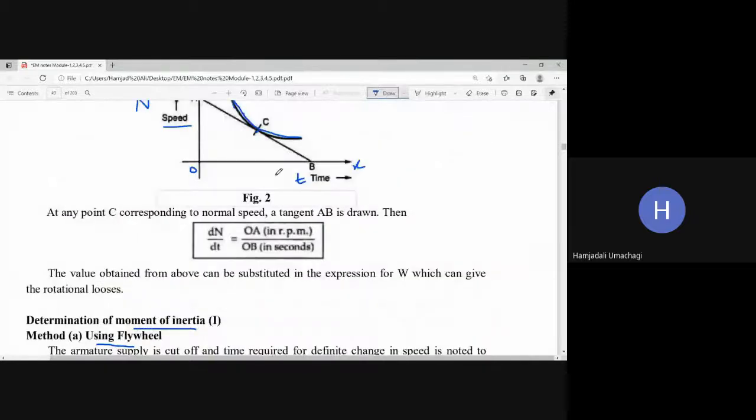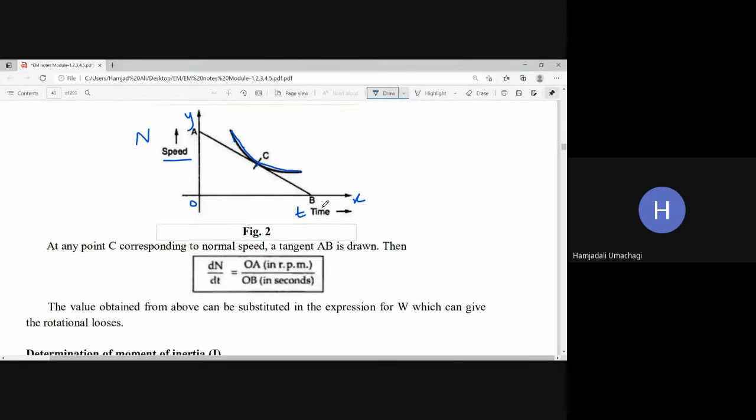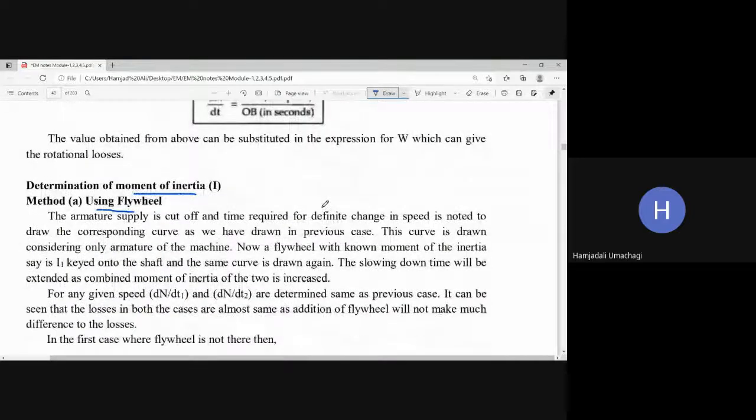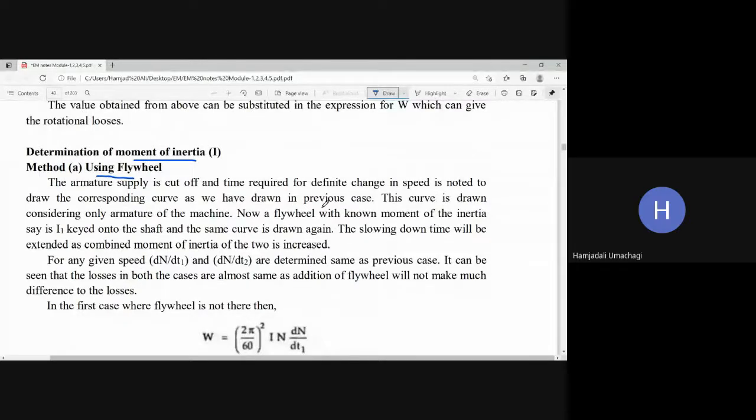Okay. Note this increase in time down, and once again you need to draw the same graph. Earlier, the time taken to slow down the machine is dt1 by considering the armature alone, and after adding the flywheel, the extra time we can note as dt2. dt1 is by considering the armature alone, and dt2 is the time after adding the flywheel to the shaft. The slowing down time will be extended as the combined moment of inertia of the two is increased. Right. For any given speed, dn by dt1.